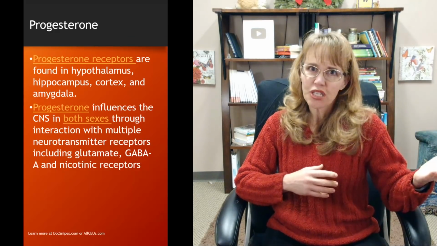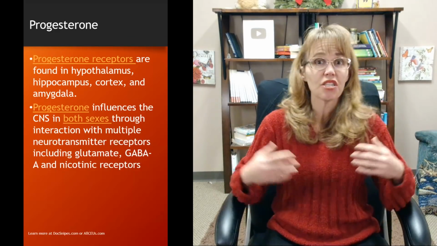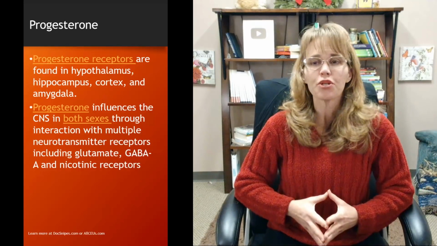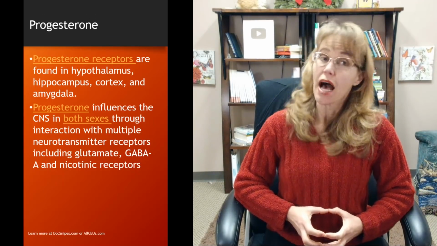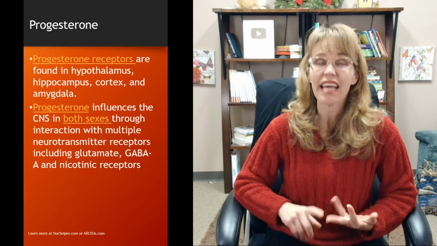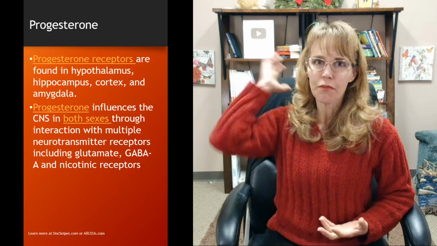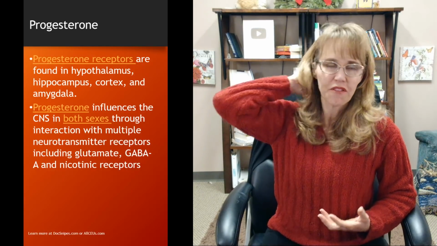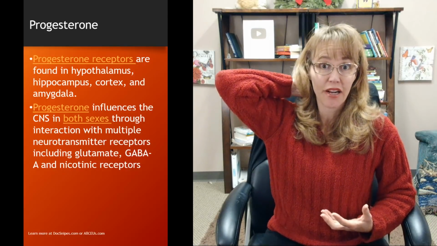We've talked about estrogen. We've talked about testosterone. Now let's talk about progesterone. Progesterone receptors are found in the hypothalamus, as well as the hippocampus, cortex, and the amygdala. Now remember, the amygdala is the fear processing area of our brain.